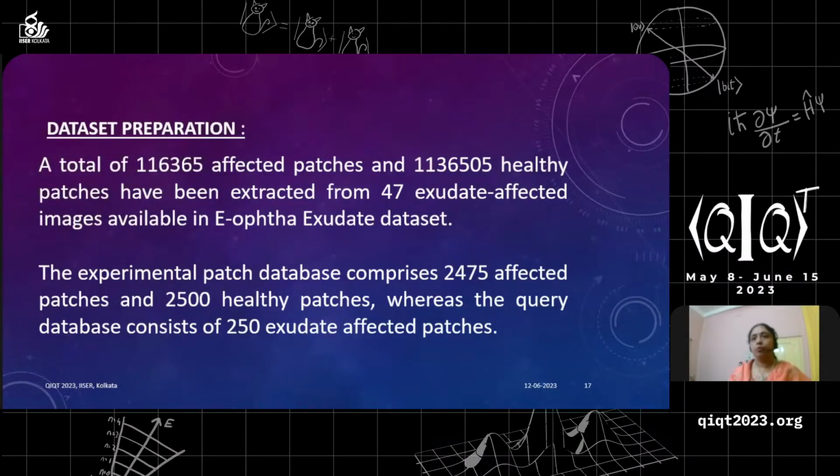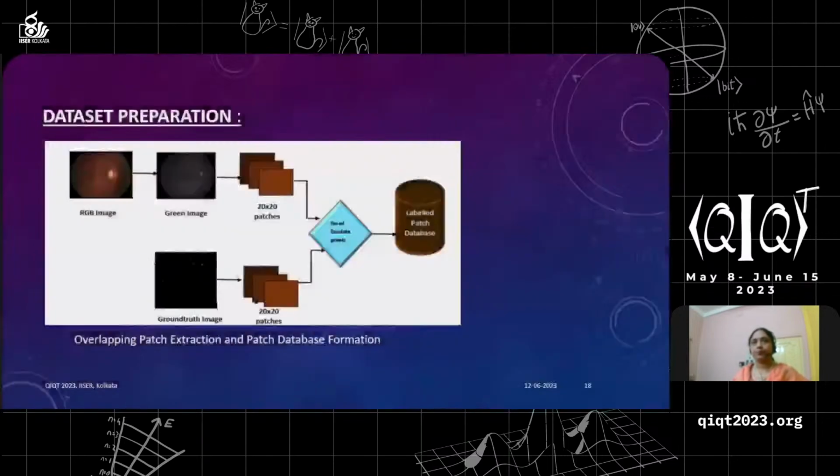Now, from all those 47 affected images, we have extracted a total of this many affected patches and this many healthy patches from all those 47 exudate affected images available in the data set. For our experimental purpose, we have used 2475 affected patches and 2500 healthy patches. And our query patch database consists of 250 exudate affected image patches.